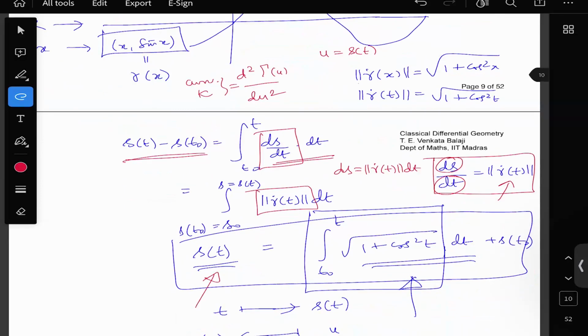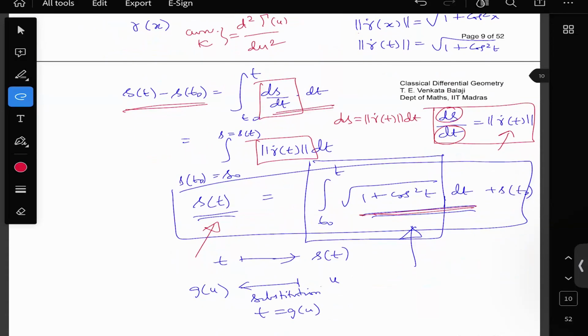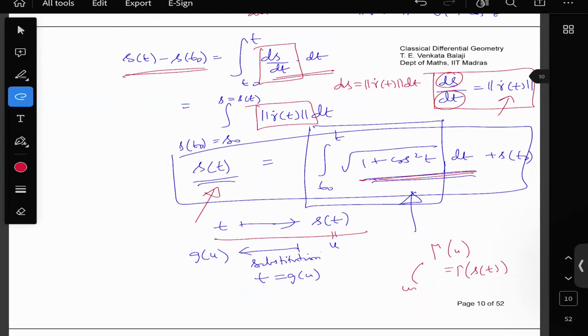And in the case of the graph of the sine curve, what it turns out is that you get root of 1 plus cos squared t. So this is the function t going to s of t, the arc length function. And if you call that u, your new parameterization is gamma of u, which is gamma of s of t. This is the unit speed parameterization.